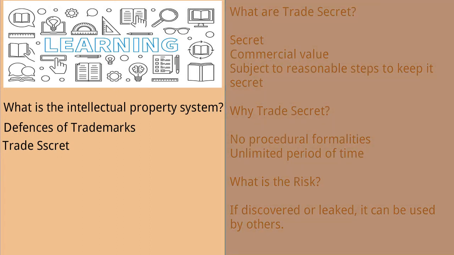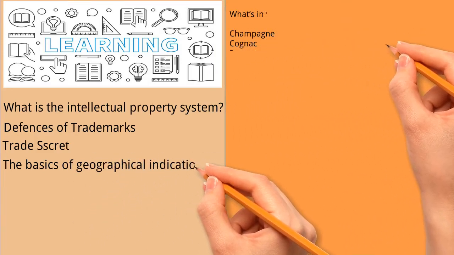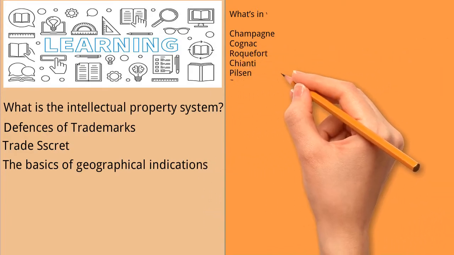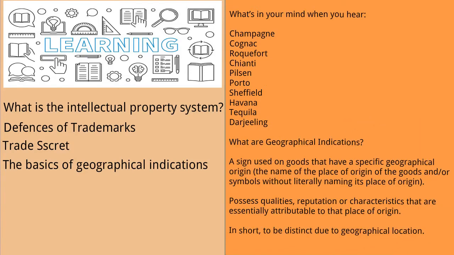Now we are moving on to the basics of geographical indications. What really comes to mind when you think about words like champagne, Porto, Sheffield, Havana or tequila? Well, think about that. This leads us on to what geographical indications are. It is a sign used on goods that have a specific geographical origin, the name of a place or origin of the goods, and/or symbols, without literally naming the place of origin. Processes, qualities, reputation or characteristics are essentially attributable to that place of origin. In short, it is distinct to that geographical location.